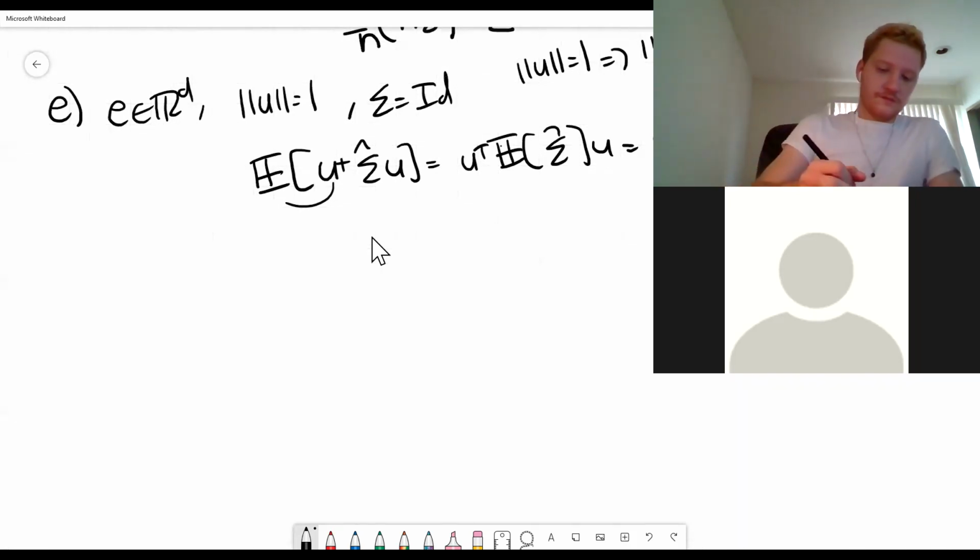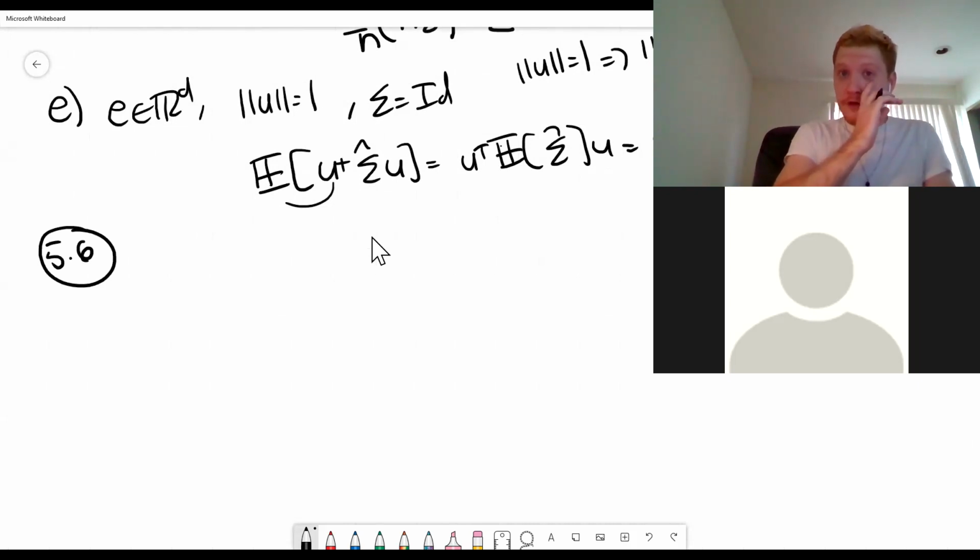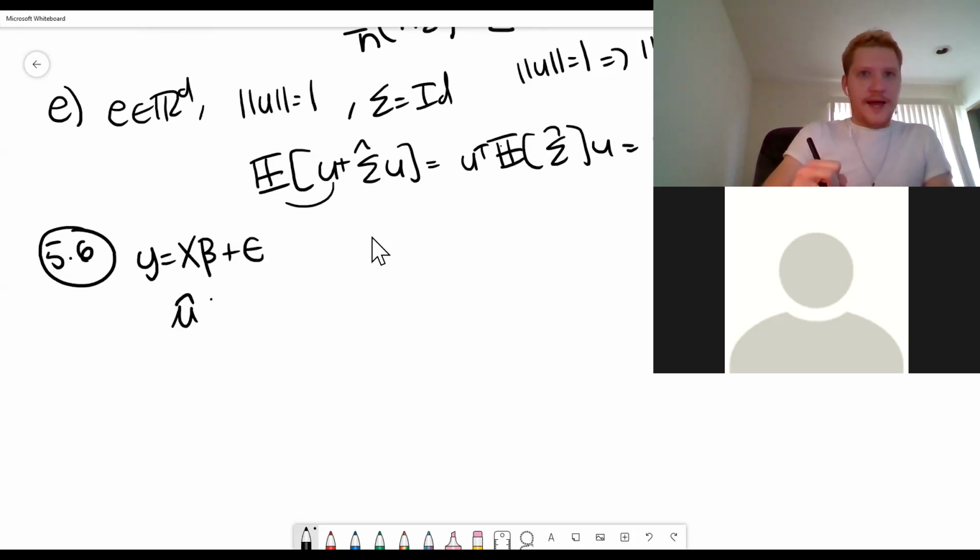So 5.6. We have the standard linear regression model where y is equal to x beta plus epsilon. Again, mu hat of x is the same. I'll just write it as beta hat transpose x. That's how he wrote it. And then mu of x is equal to beta transpose x.